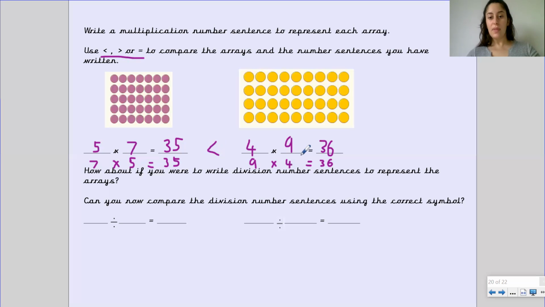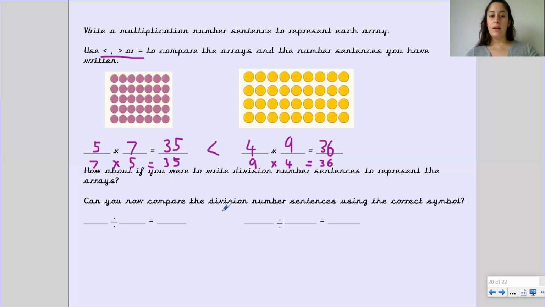So now that we've written a multiplication number sentence to represent each, can you pause the video and write a division number sentence to represent each. You've already got the numbers that you need to use. You just need to remember the rule when we are dividing. What number do we always start with? Pause the video and have a go at doing that, and then use the inequality symbol to compare the two statements.